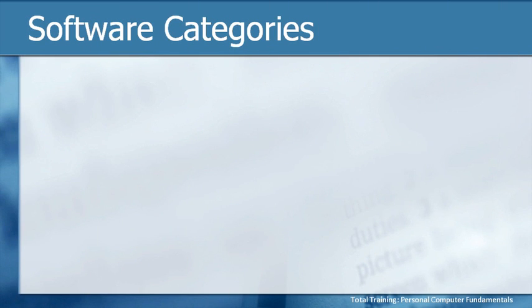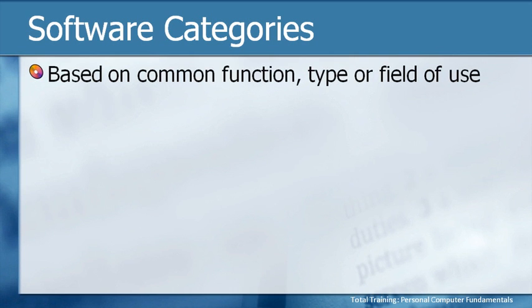So once we know there's all of this software around, it kind of helps us to be able to put it into categories, because there's an awful lot of it out there. Categories are based on the common function, type, or field of use.